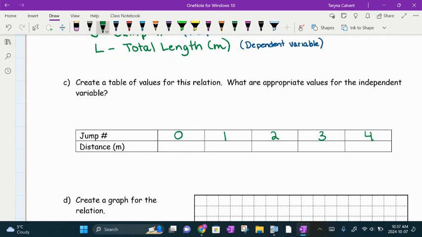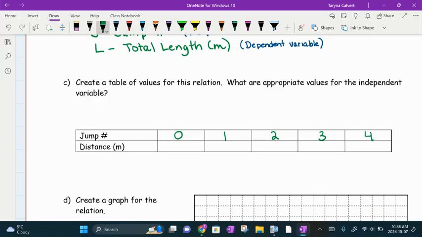1, 2. Again, does it matter? No. So if this was on your next quiz, you could pick whatever numbers you wanted. Oh, I shouldn't say any numbers you wanted. What kind of numbers do you have to pick? Whole numbers. Good. Okay.